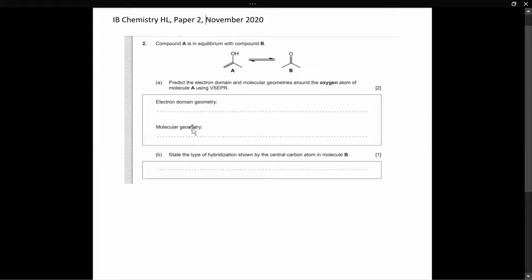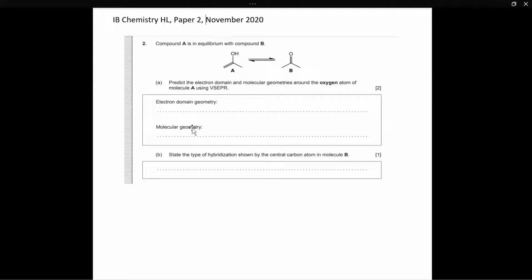So this is question number 2. Compound A is in equilibrium with compound B. We can see over here that an alcohol is being converted into a ketone. So this is an oxidation reaction, which is unnecessary for this, but just additional information for you.